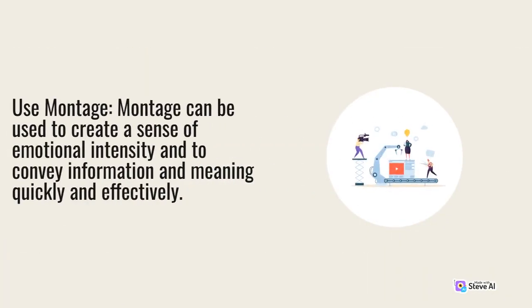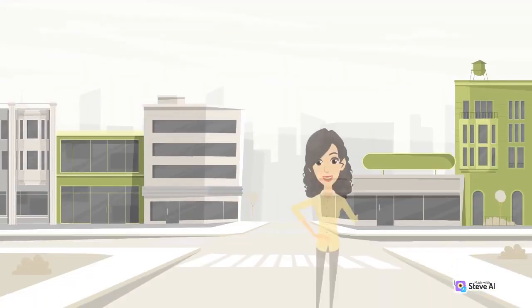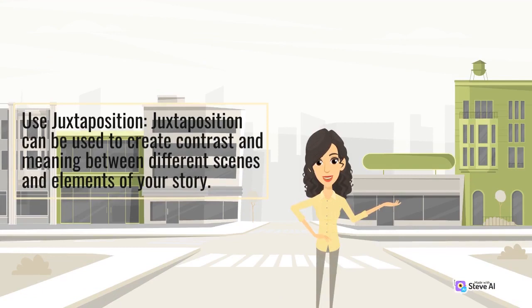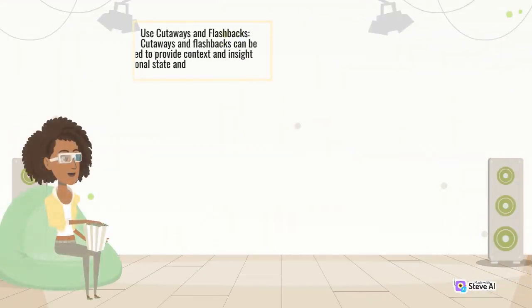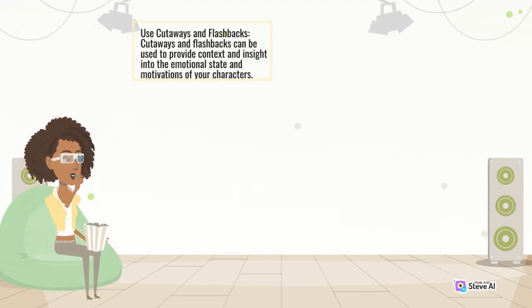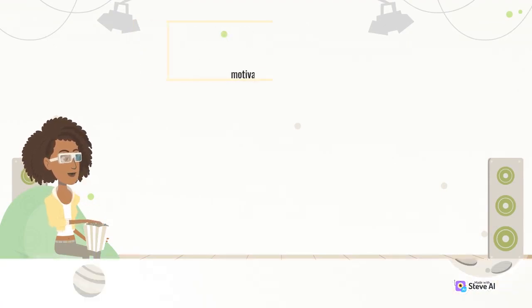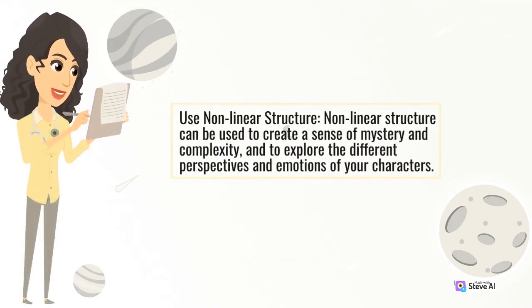Use montage. Montage can be used to create a sense of emotional intensity and to convey information and meaning quickly and effectively. Use juxtaposition. Juxtaposition can be used to create contrast and meaning between different scenes and elements of your story. Use cutaways and flashbacks. Cutaways and flashbacks can be used to provide context and insight into the emotional state and motivations of your characters. Use nonlinear structure. Nonlinear structure can be used to create a sense of mystery and complexity, and to explore the different perspectives and emotions of your characters.